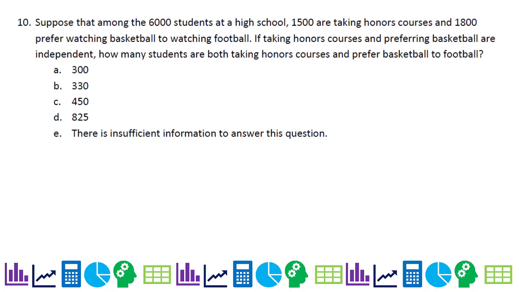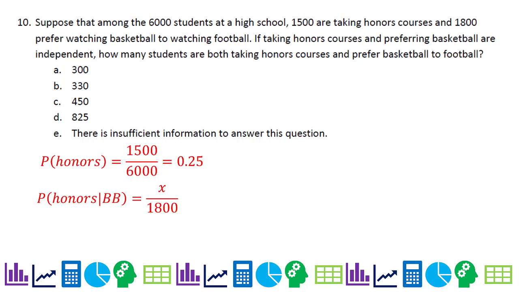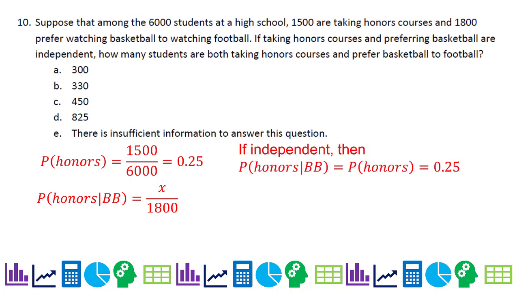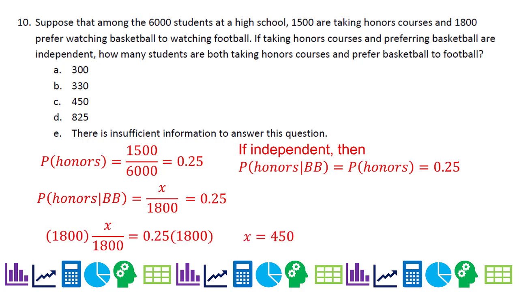So first of all, let's find out the probability someone's taking an honors course. It is 1,500 over 6,000 or 0.25. Now, what's the probability that someone is taking an honors course given they prefer basketball? So I'm looking for how many people prefer basketball and are taking an honors course. Well, if these two are independent, then the probability of honors given basketball should be the same as the probability of just honors, or 0.25. So I'm going to put a 0.25 there, multiply both sides by 1,800, and I get X is 450.